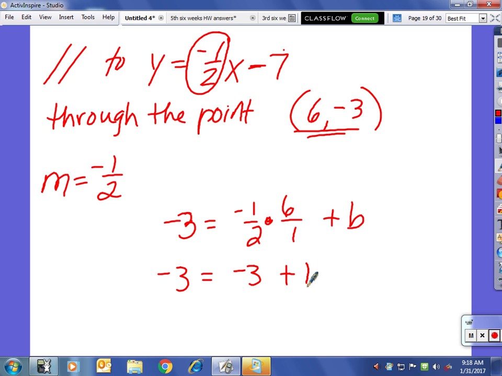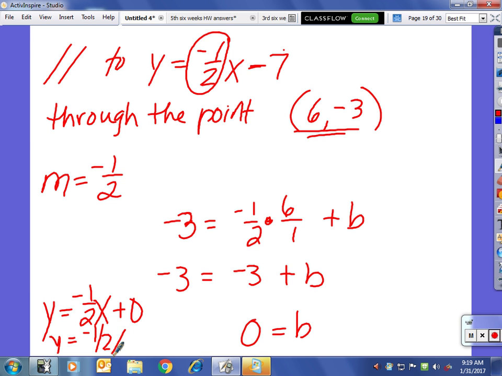What did y'all get for B? I did too. So what's the equation of the line I was trying to find? Y is equal to negative 1/2 x, and I could put plus 0, or I could just put y equals negative 1/2 x, which is probably how it would be written if this was a multiple choice item. Are these two lines parallel? Yes. They have the same slope, but they ended up with different y-intercepts.